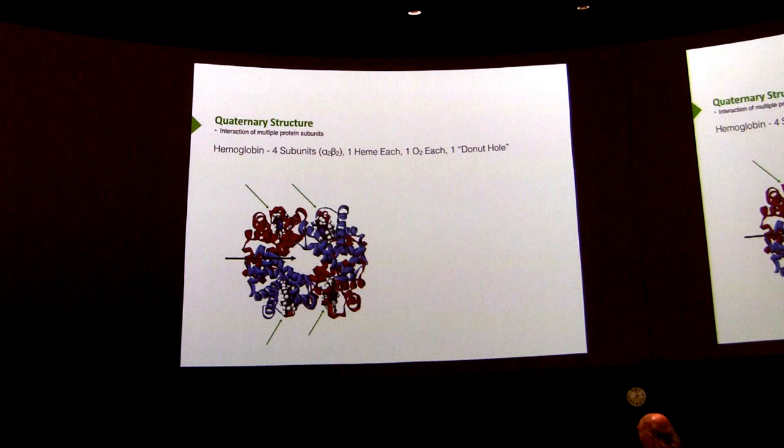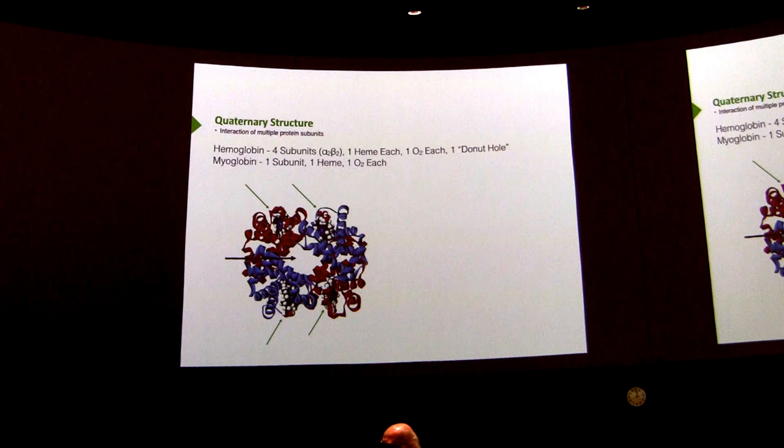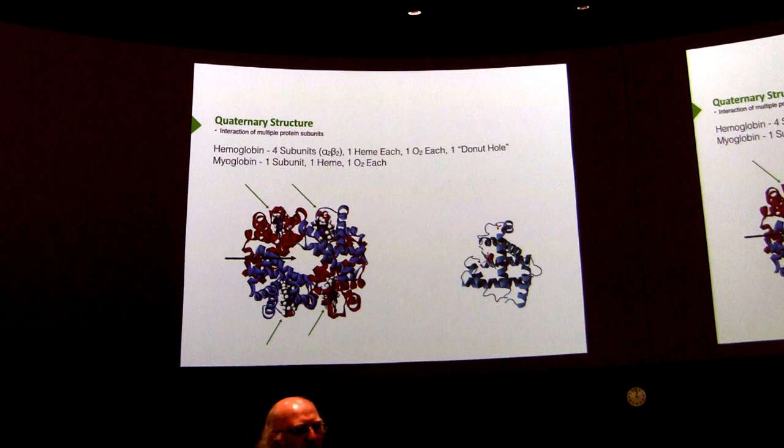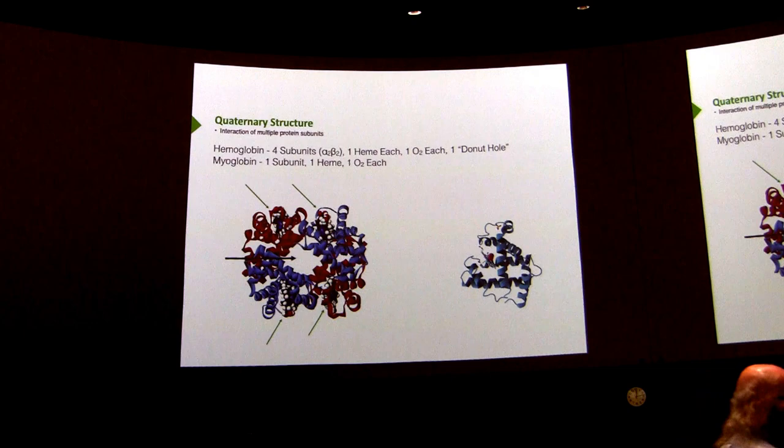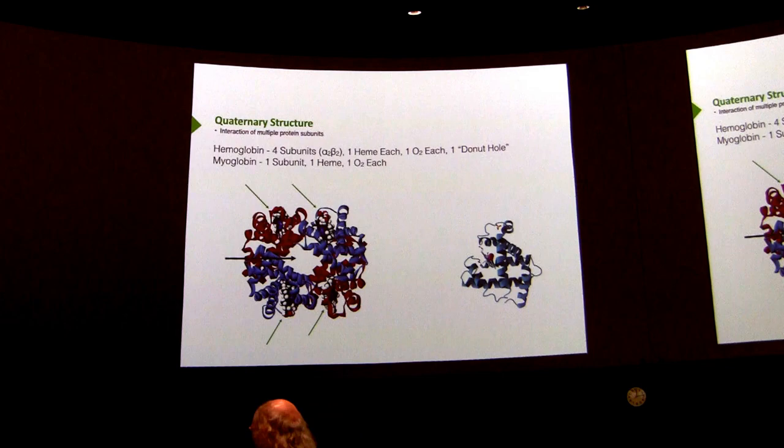A related protein is called myoglobin. Myoglobin is also an oxygen-binding protein. It's much better at binding oxygen than it is at delivering it. Instead of having four subunits, myoglobin has one subunit, and myoglobin is closely related to both the alpha and the beta subunits. They have evolutionary relationships. Now, the fact that hemoglobin exists as four subunits and myoglobin exists as one has a very important effect on the way that hemoglobin acts and binds oxygen.